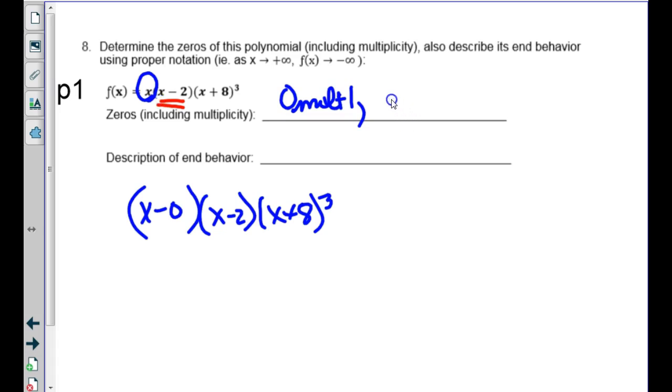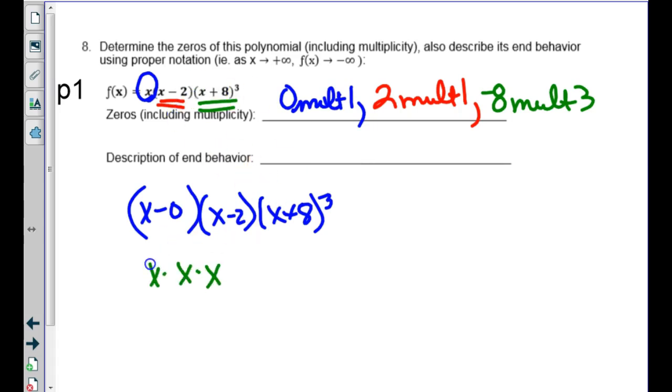What's this one? 2. And this guy back here? -8, multiplicity 3. Okay. So if we were to FOIL that all out, it would be kind of nasty, but we'd have an x to the what? This is an x cubed times an x would be an x to the 5th. If you graph it, what should be happening? It's going to have some loop-de-loops going on, but just like a cubic, left end down, right end up, because it doesn't have a negative out front.